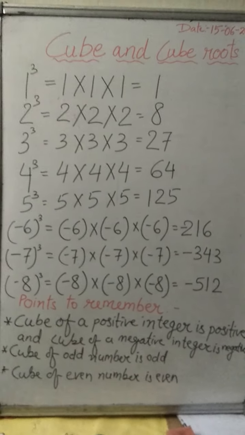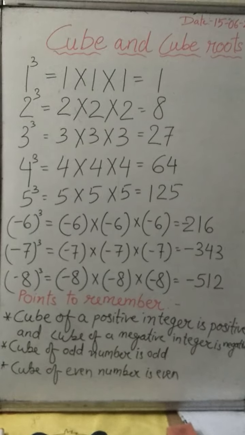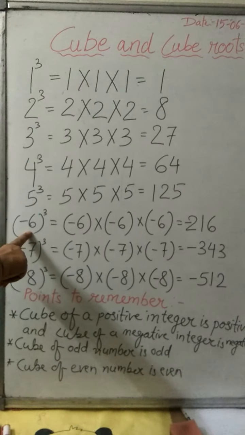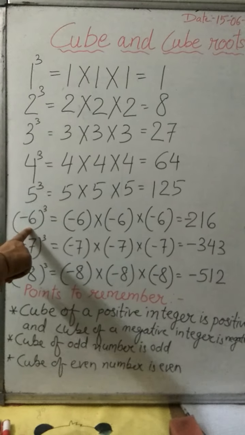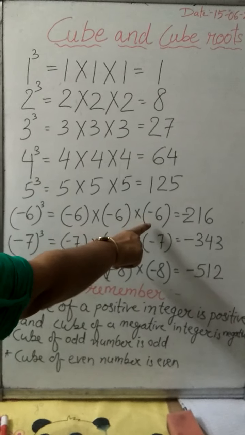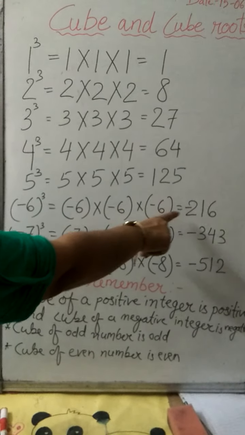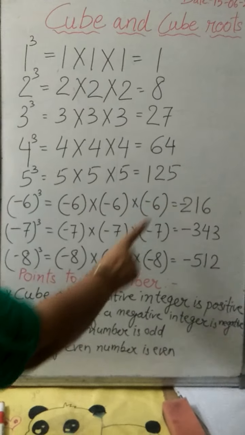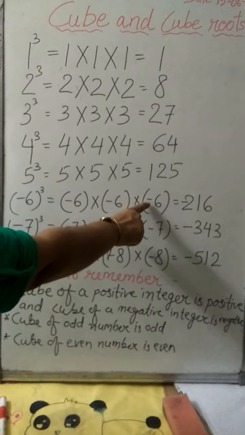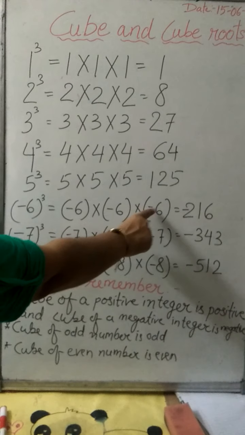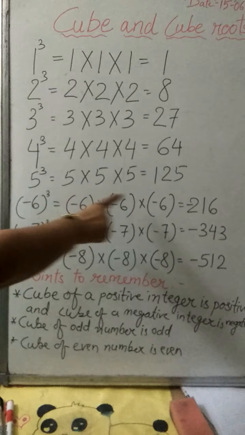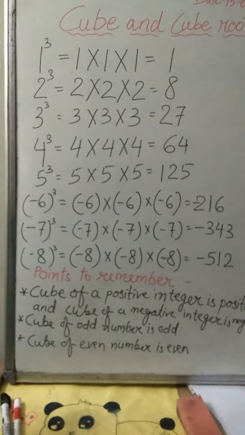Now take the example of a few negative integers also. Minus 6. We need to find the cube of minus 6. So minus 6 into minus 6 into minus 6. So it will give you minus 260. One minus sign will get cancelled with the other and one will remain as it is. So therefore, the cube of minus 6 is minus 260.